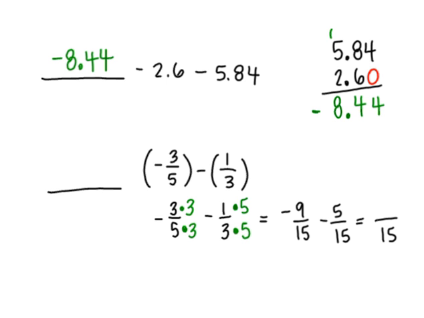Across the top, I combine my terms. I have a negative 9 and a negative 5. Those have the same sign, so I'm going to add them and keep the sign. And my answer is a negative 14/15.